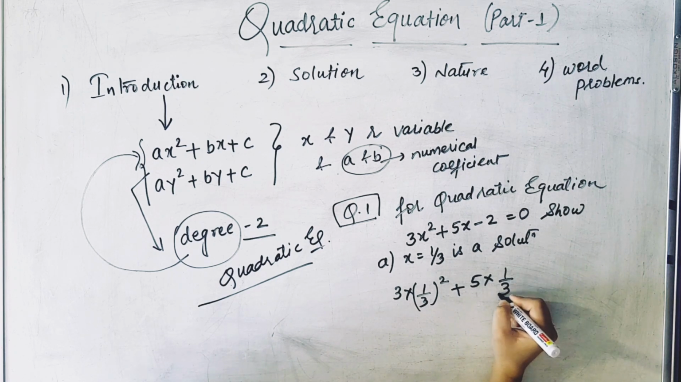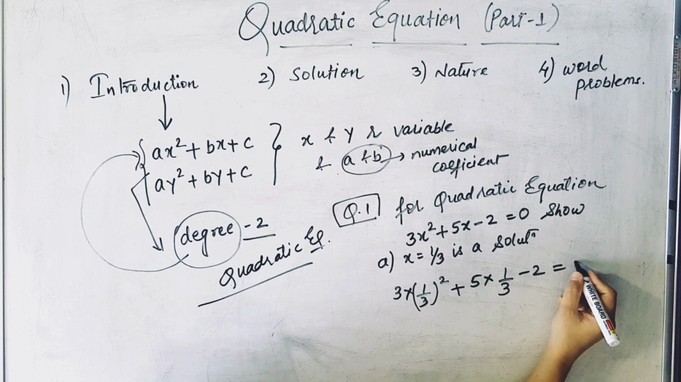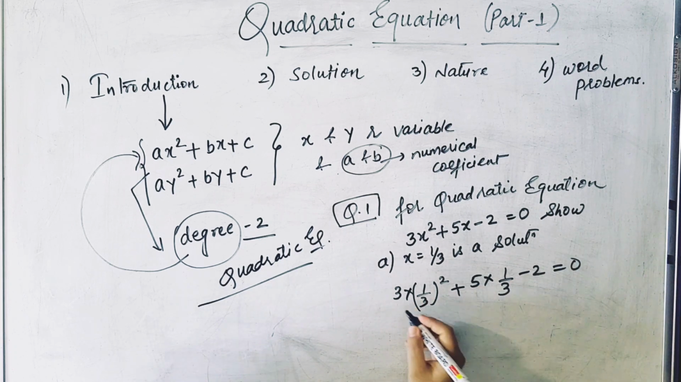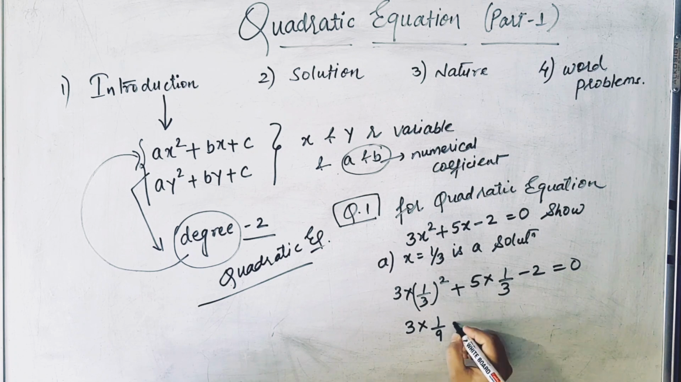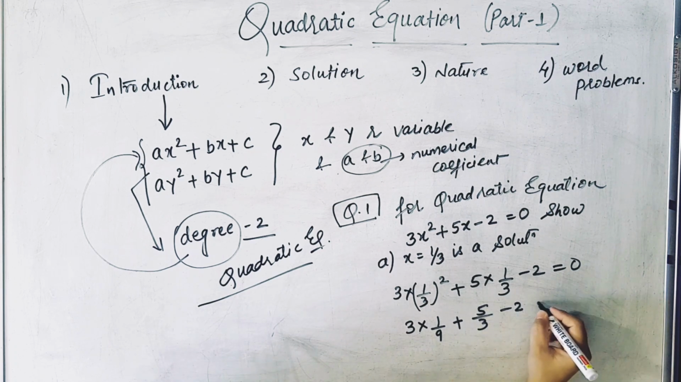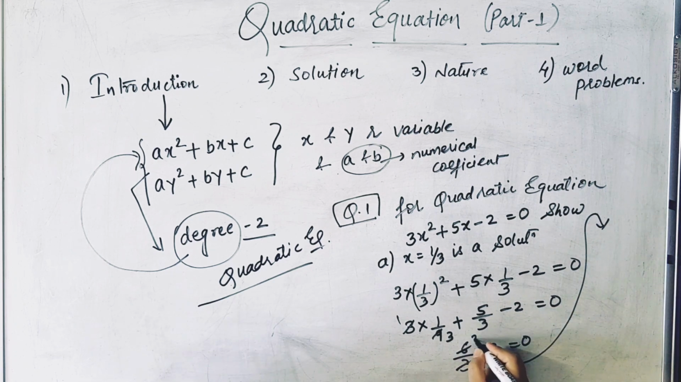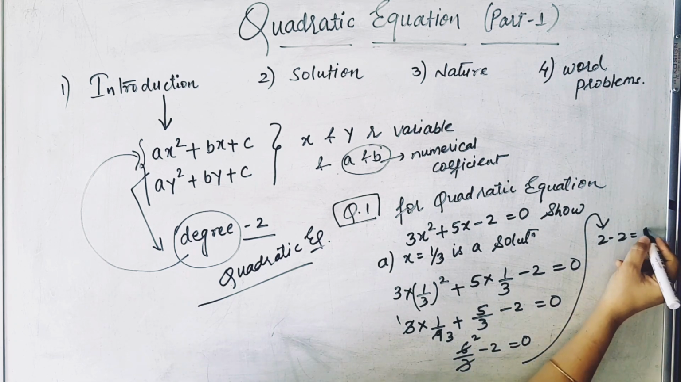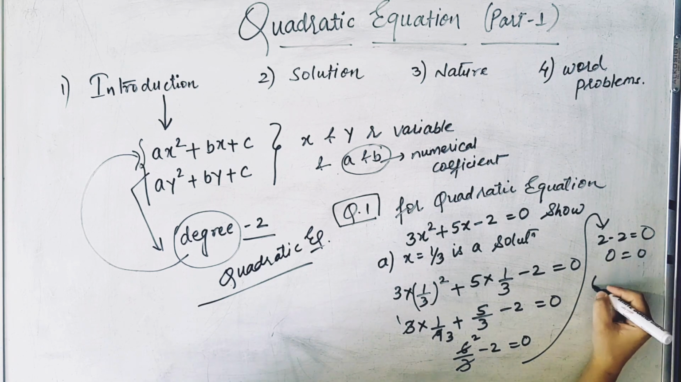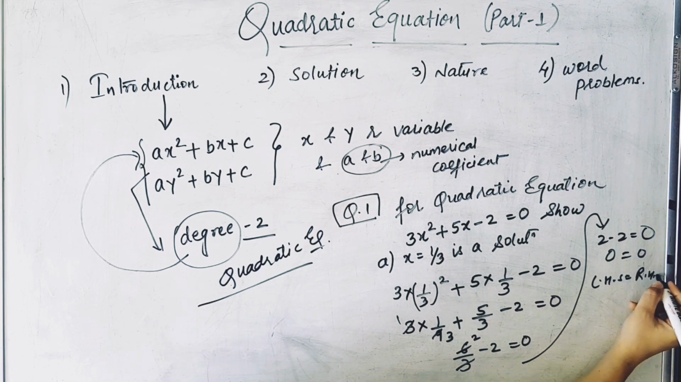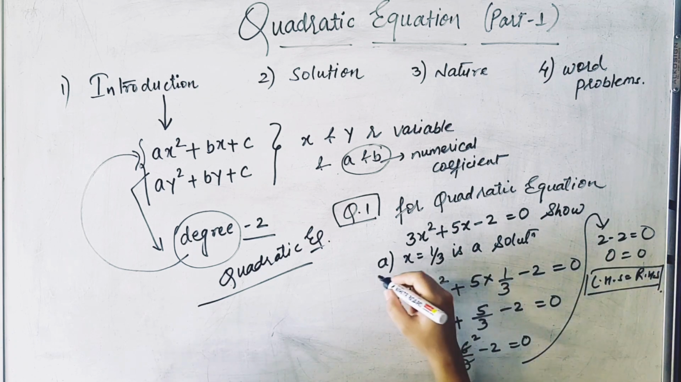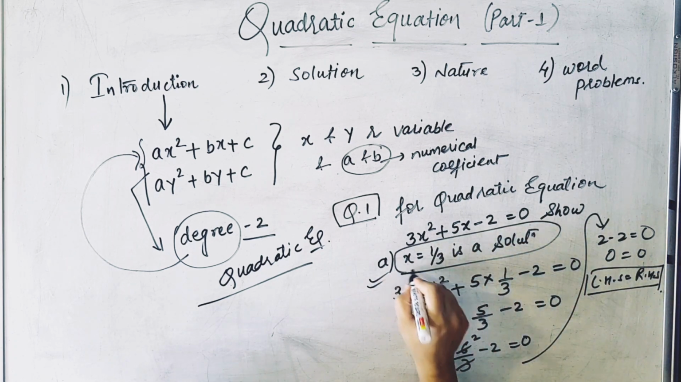If I put x equals 1 by 3, I should get this whole answer as 0. So here I'll get 3 into 1 by 9 plus 5 by 3 minus 2 equals 0. Thus, it will be 1 by 3 plus 5 by 3, I'll get 6 by 3 minus 2 equals 0. Thus, 6 by 3 is 2, so 2 minus 2 is 0. Hence, LHS equals RHS. So we can say that x equals 1 by 3 is a solution of it.